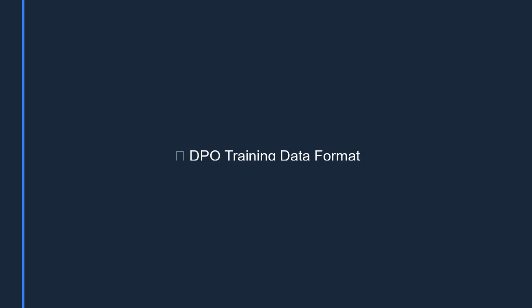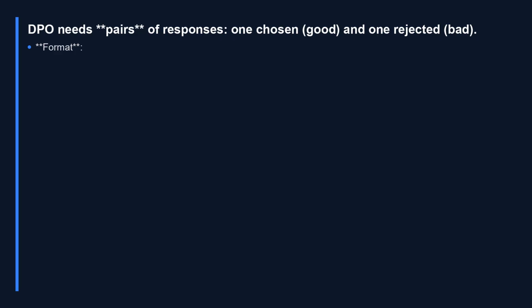DPO training data format. Every DPO training example has exactly 3 fields: a prompt, a chosen response, and a rejected response. The model learns by seeing the contrast, what good looks like next to what bad looks like for the same input. The format is straightforward JSON, and understanding it deeply is worth your time because the quality of these pairs is the single biggest lever on your final model's behavior.